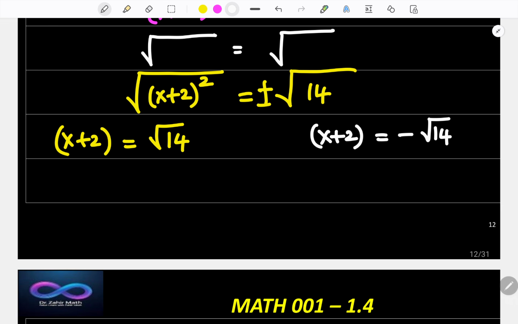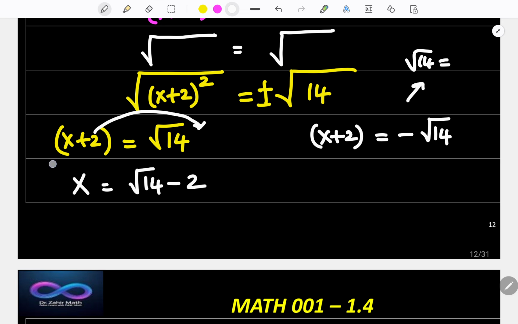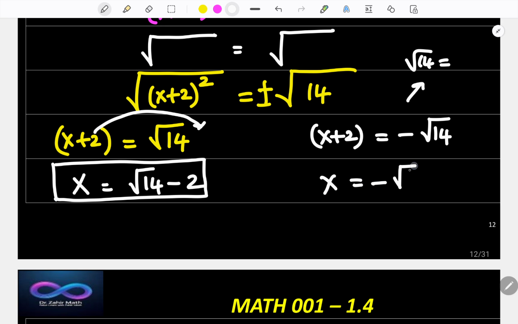Put it in the calculator, everybody, square root of 14. Is there any simplification? Just check it out. Just type square root 14. I'm not getting any simplification. So keep it as it is. So x equals square root of 14, this 2 goes that side, which is negative 2. Clear? Right. And x equals negative square root of 14, this 2 goes that side, so it is negative 2.